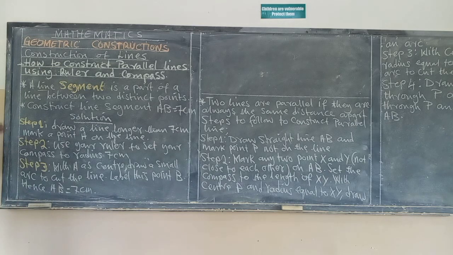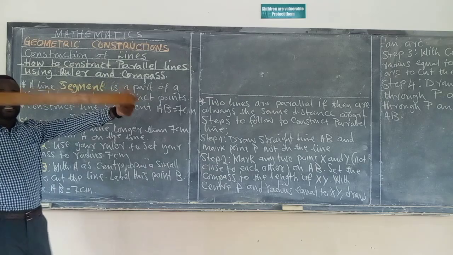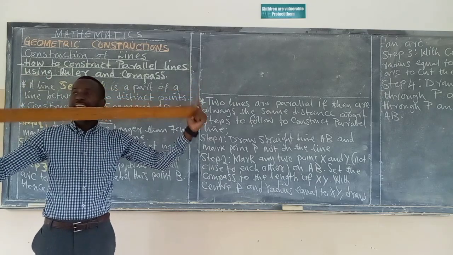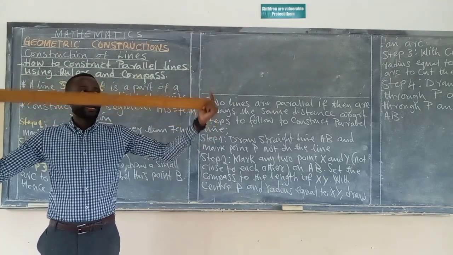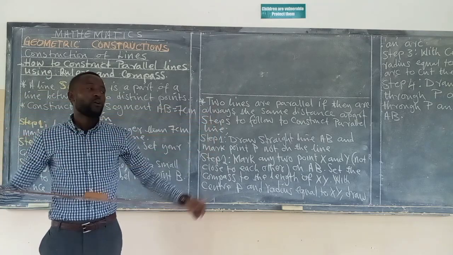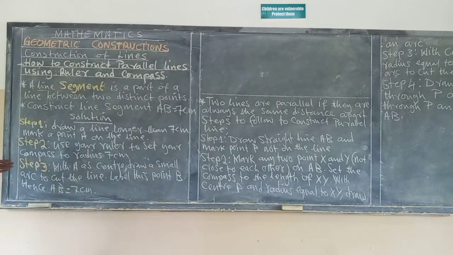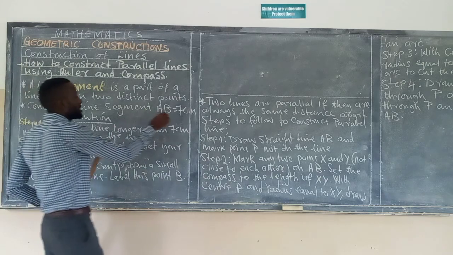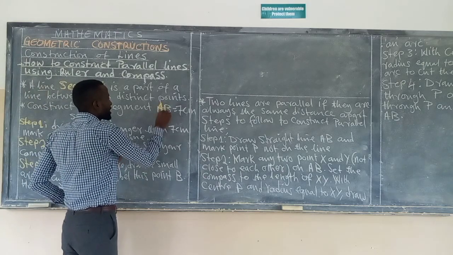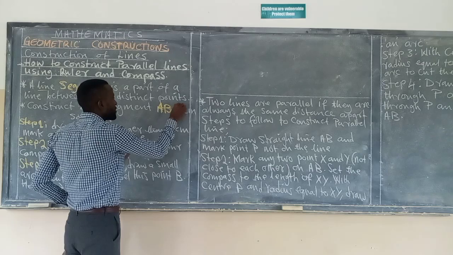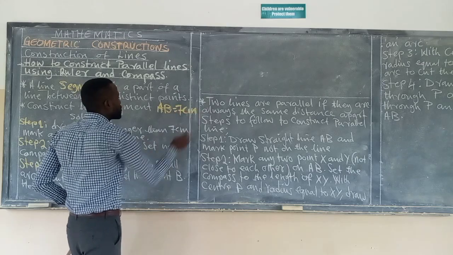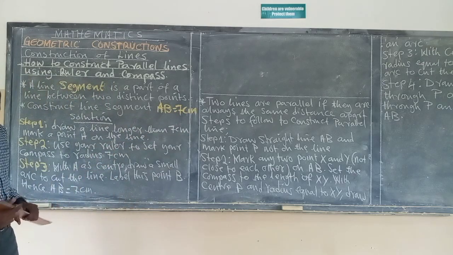Now, what is a line segment? A line segment is a part of a line between two distinct points, A and B. If there is A there and B here, then I have a line segment AB. So, to construct the line segment AB, which is 7 centimeter, all you need to do is construct this line AB of 7 centimeter.